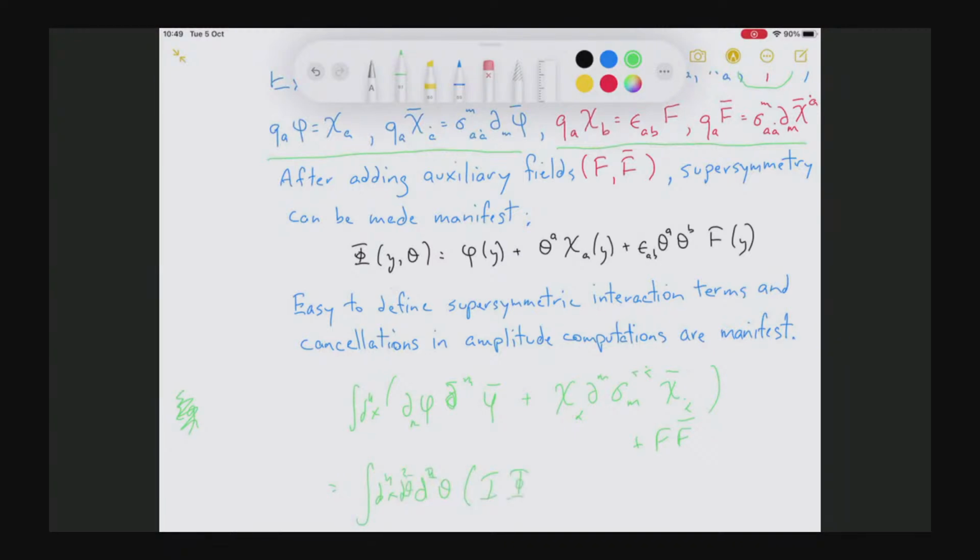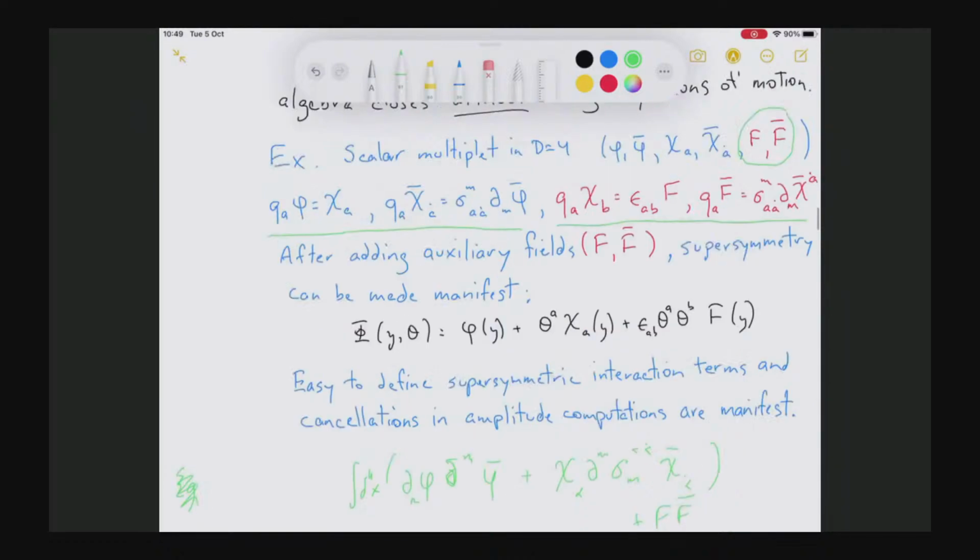Okay, and you can also, of course, add interactions by adding things like f of phi. So this is the usual f term plus complex conjugate. So this is, of course, well known for anybody who studied 4-dimensional supersymmetry. And the key ingredient is adding these auxiliary variables.